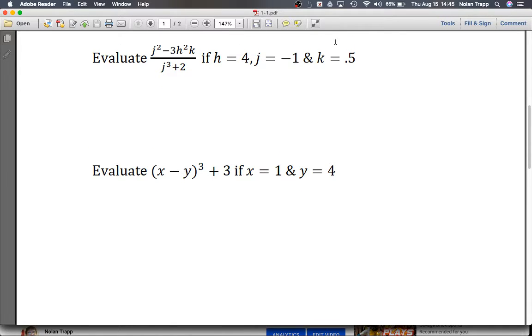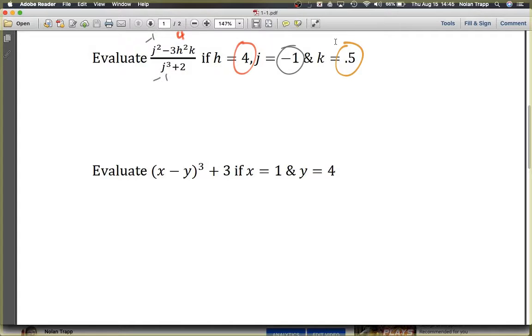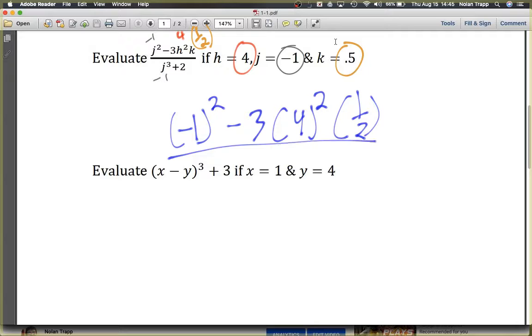I'm not gonna do all of these because I'm hoping that you can figure most of them out yourself. But take the 4, plug it in for the h. That negative 1 goes in wherever there's a j. That's a 0.5. So I'm gonna write a half. I just can't get a half to show up very well on the Word documents. So that's why I put 0.5. So negative 1 squared minus 3 with a 4 squared and a half on top, divided by negative 1 to the third plus 2.